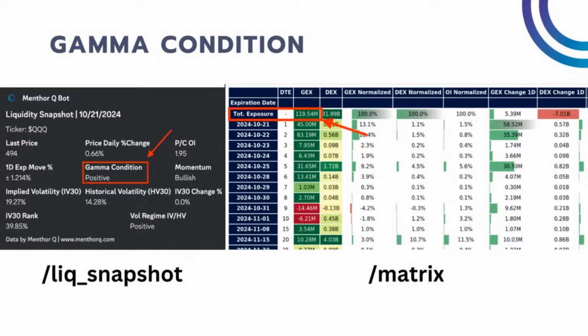You can also look at the matrix and see at the top left hand side if we are in a positive JEX or negative JEX. So if you see a green there, it means that the overall gamma exposure is positive. If you see a red, it would mean that the overall gamma exposure is negative, and it would mean that we are in a negative gamma environment.